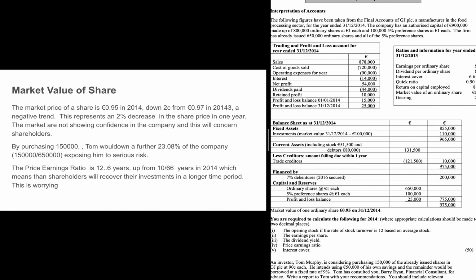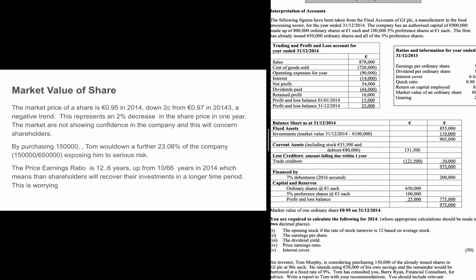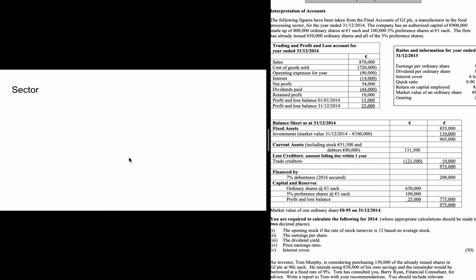Okay, always then talk about your price earnings ratio. 12.6, which is up from 10.66 years in 2013, which means that shareholders will recover their investments in a longer time period, which is worrying. That should say 2013. I'll update them before I post them. That is worrying.